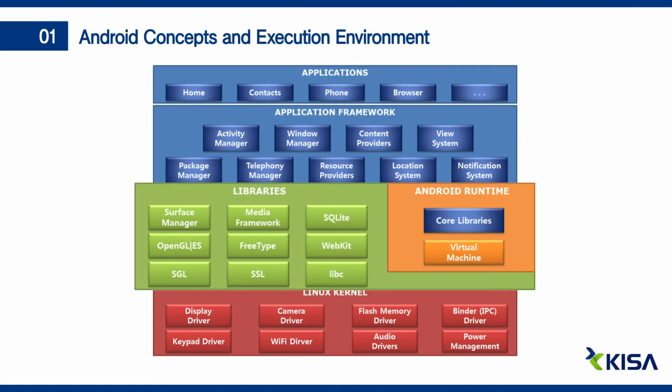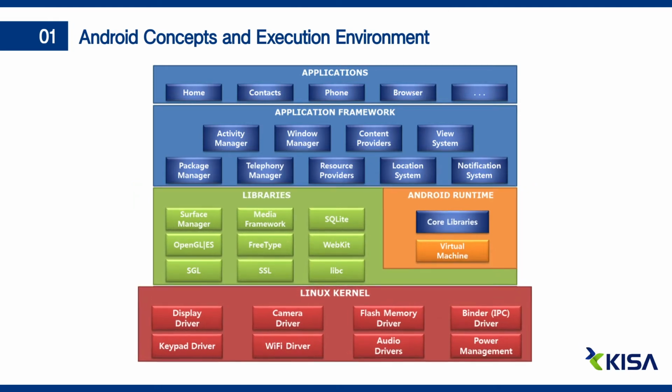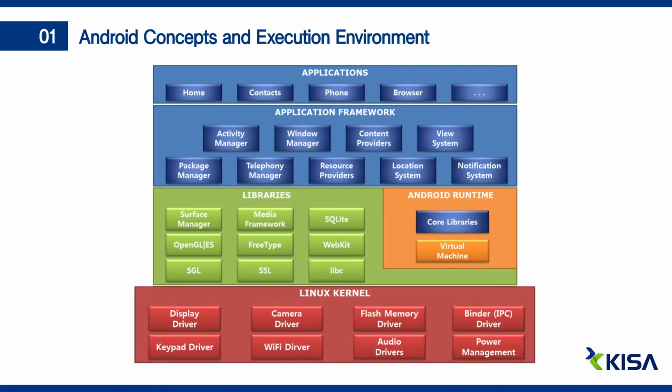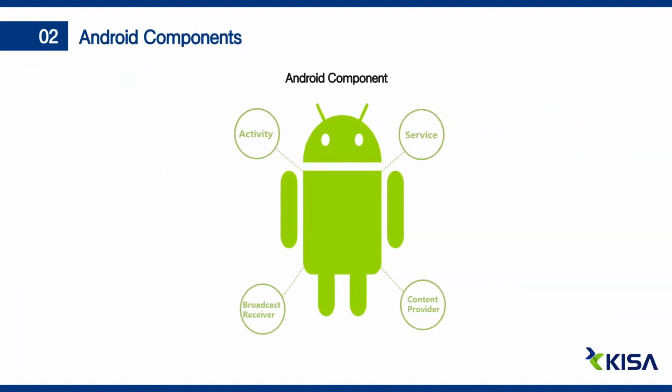Next is the Android runtime layer. Android works on Java, but it works on the Dalvik Virtual Machine, or DVM, not the Java Virtual Machine, or JVM. So the Java source is compiled into a class file by the Java compiler. Finally, the Linux kernel layer. Android is based on the Linux kernel, which provides security, memory management, process management, network stack, and various drivers.